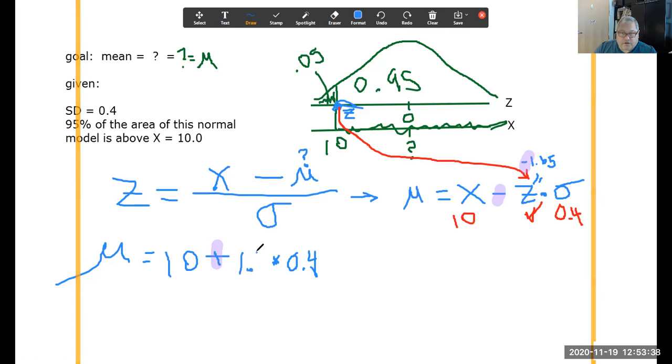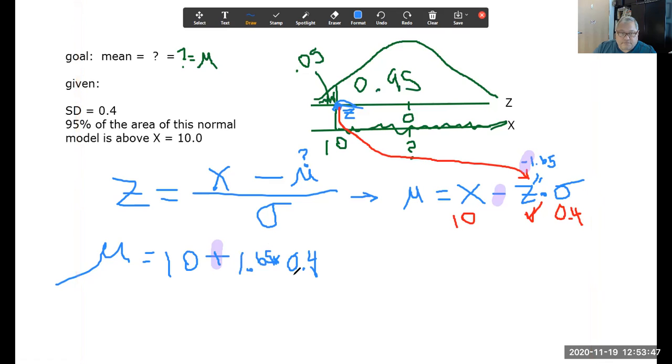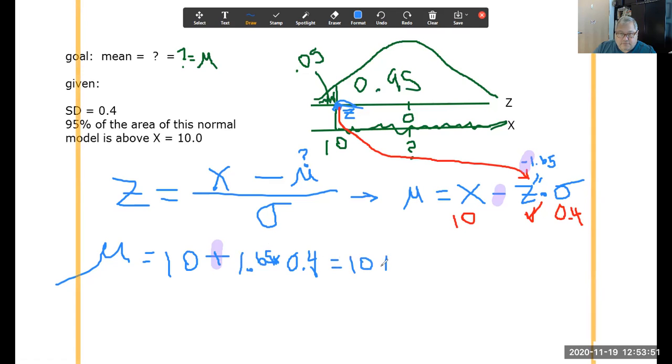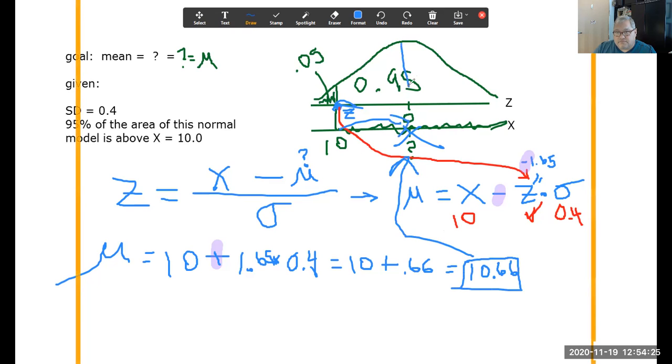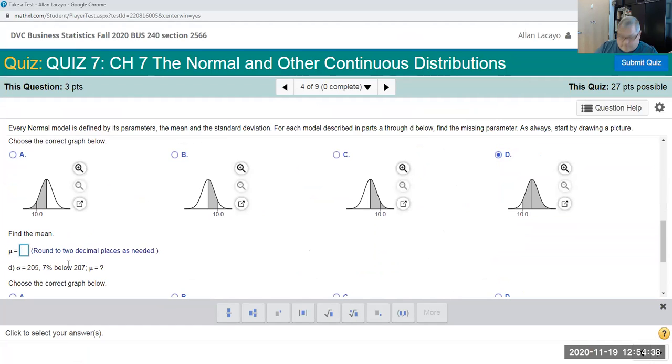And then this 1.64 or 1.65 is going to multiply this by 0.4. So I have 10 plus 0.4 times 1.64, 0.66. And this is going to equal 10.66 for the mean. In other words, this number over here is 10.66, which makes sense because it has to be bigger than 10. So now that I know that the answer for the mean is 10.66, I head over to take my test, and I put here that the mean is 10.66.